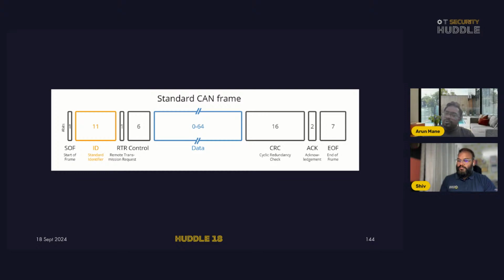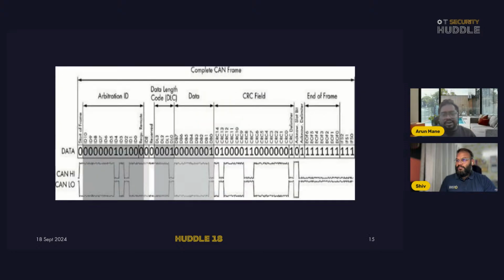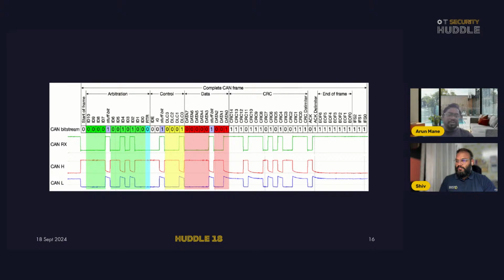Next. If you see clearly over here, the arbitration ID is made up of bits, and then the data length code DLC, data frame, CRC and end of the frame. So entire testing is now based on the entire framework. Now we understand what exactly the arbitration ID is.